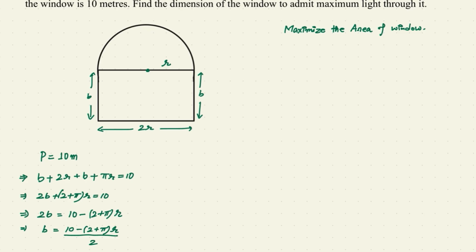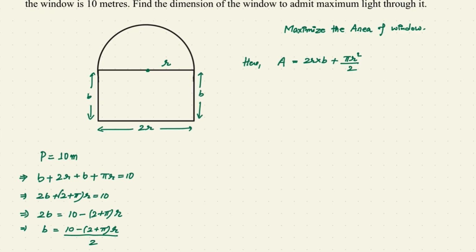So the area of this window will be the area of the rectangle plus the area of the semicircle. Here, the area of the window is the area of the rectangle, which is length into breadth, and since the length is 2r and the breadth is b, this is the area of the rectangle, plus we have to add the area of the semicircle. We know the area of a circle is pi r square, that means the area of the semicircle will be pi r square by 2, the half of it.